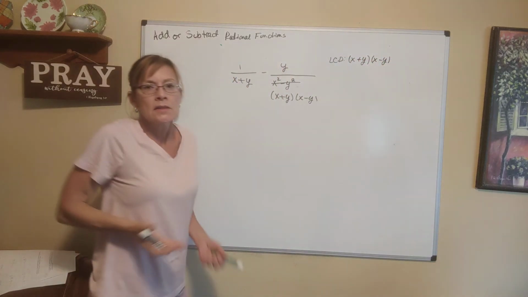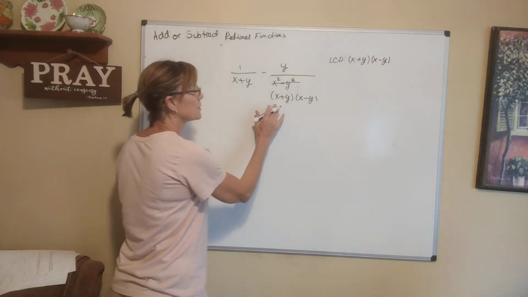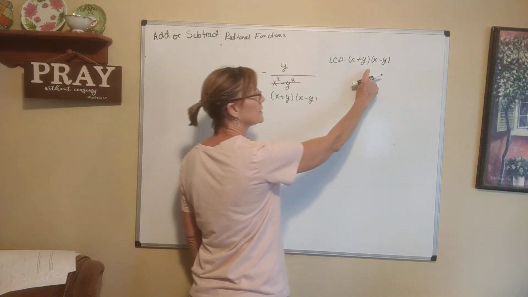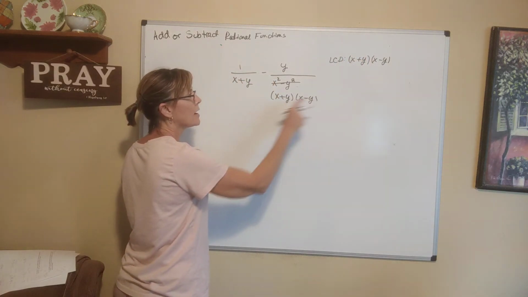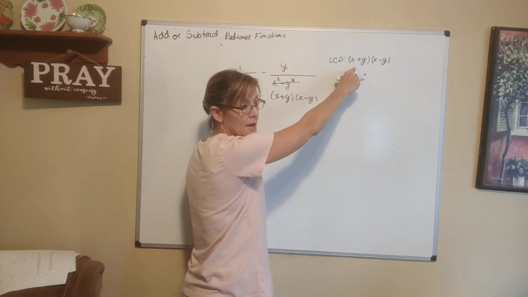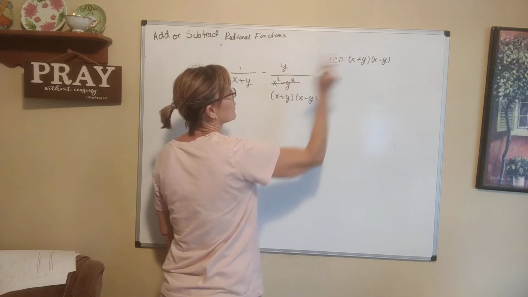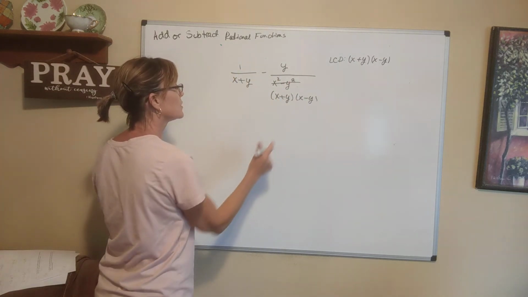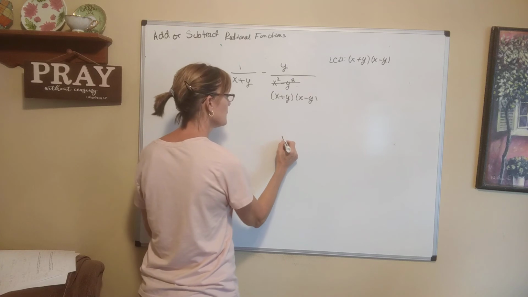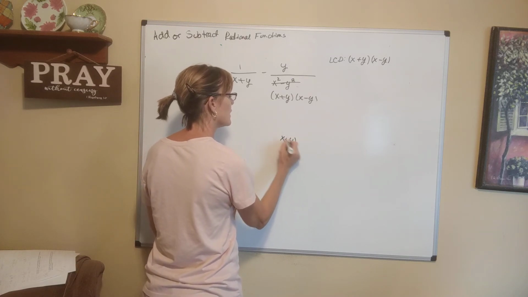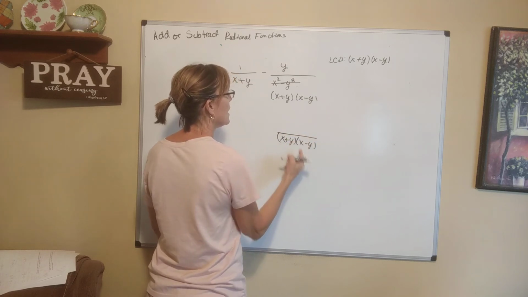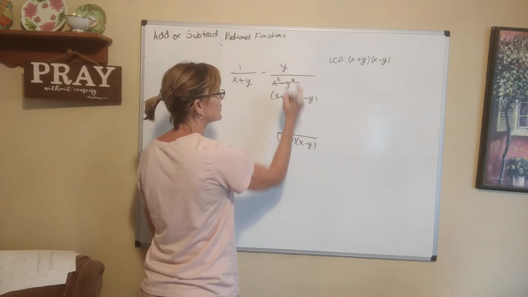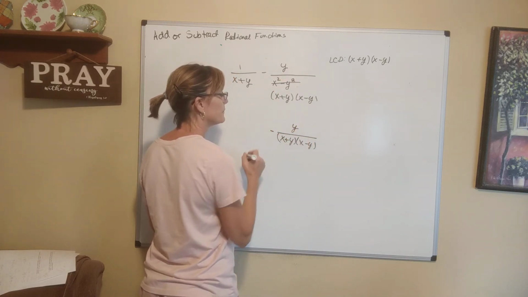And how do you say, is this a good one? You say, can x plus y times x minus y divide into that? Yes, it can. Separately, can x plus y divide into that? Yes, it can. And I'd have an x minus y left over. So this is what I'm going to change everybody into. X plus y times x minus y is my denominator. And I did not change the denominator, so I do not change the numerator.